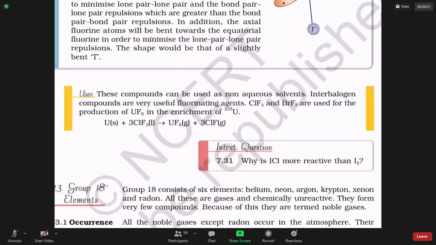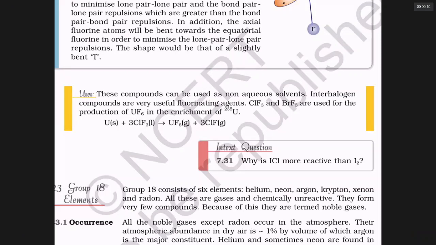XX', XX'3, XX'5, XX'7. In these, the central atom is less electronegative. For example, in ClF3, Cl is less electronegative than fluorine. In BrF3, in IF7, in all interhalogen compounds, the central atom is of low electronegativity.